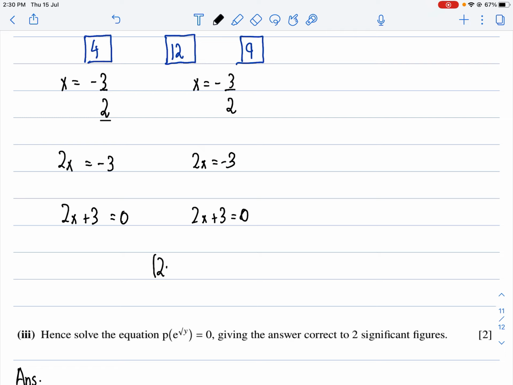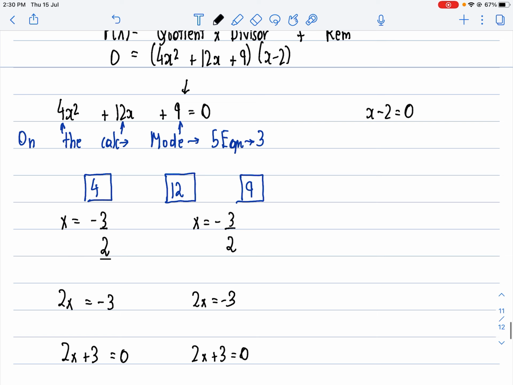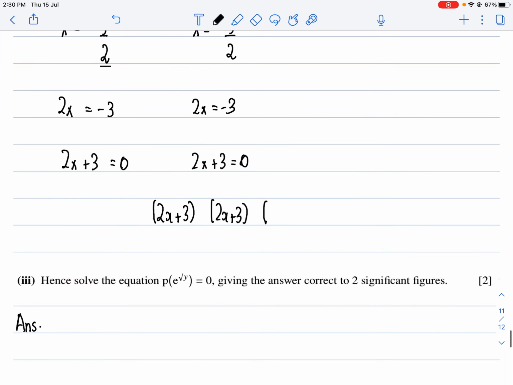So I can write the factors as 2x plus 3 multiplied by 2x plus 3 multiplied by another factor I have here, which is x minus 2. Correct? This is what I know. So I can finally write this as (2x plus 3) the whole square into (x minus 2), which is the final answer of the question. Correct? This is what my final answer is.